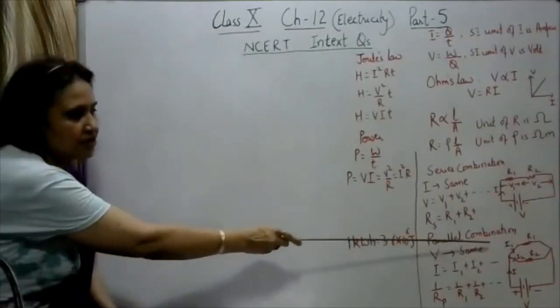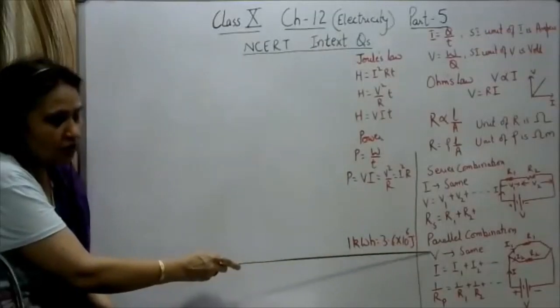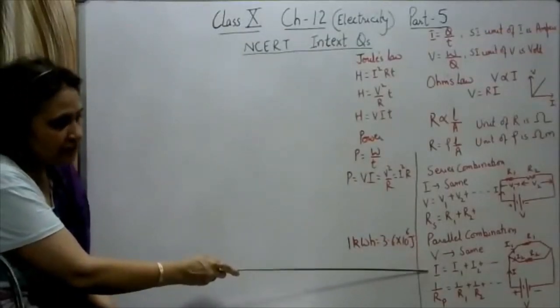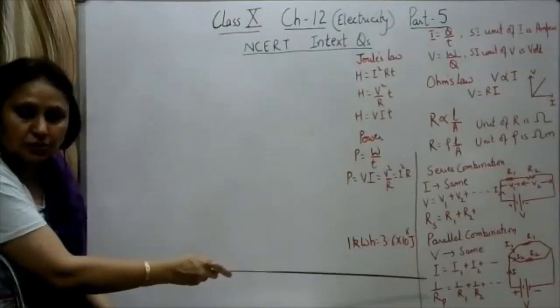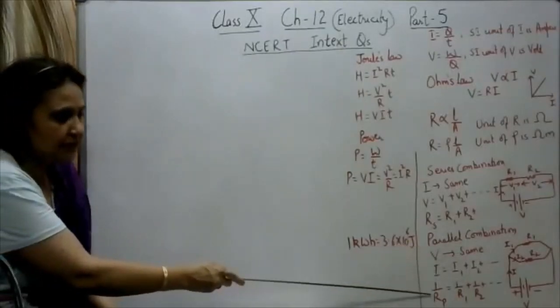In parallel combination, the resistors are connected in this manner. Okay, so in parallel combination, the potential difference across each resistance is the same, whereas the total current is equal to the sum of the currents through individual resistances. That is, I is equal to I1 plus I2 plus I3, so on.